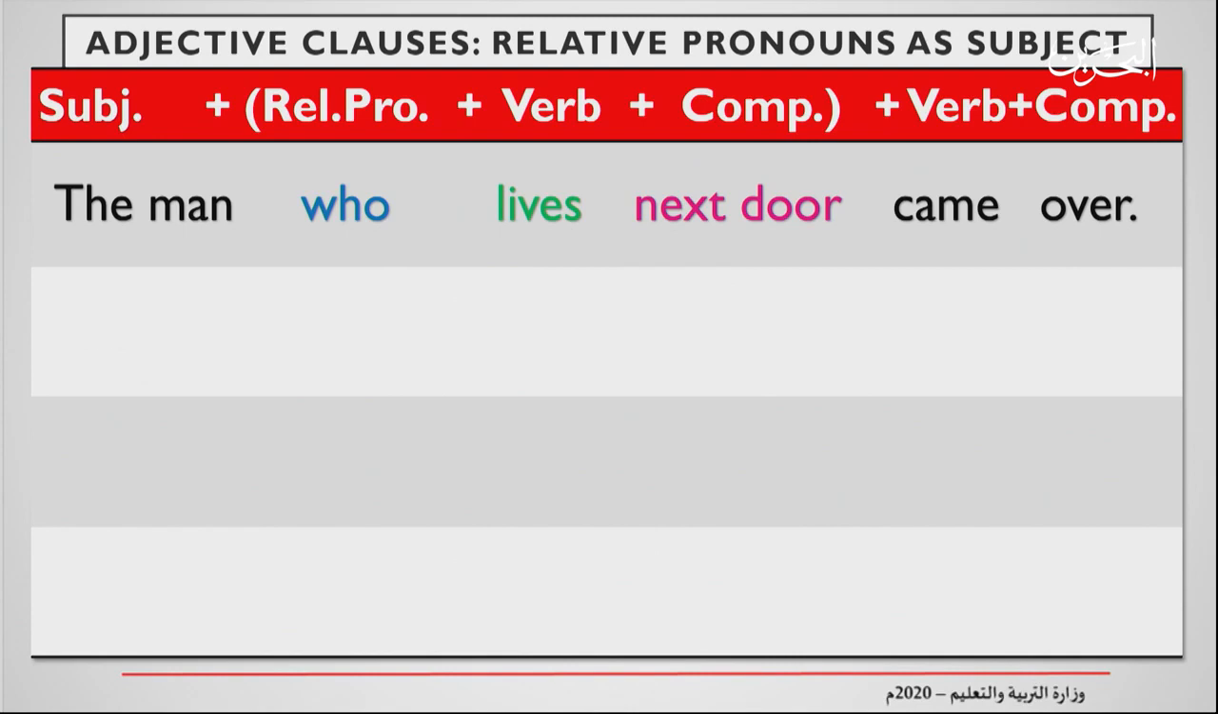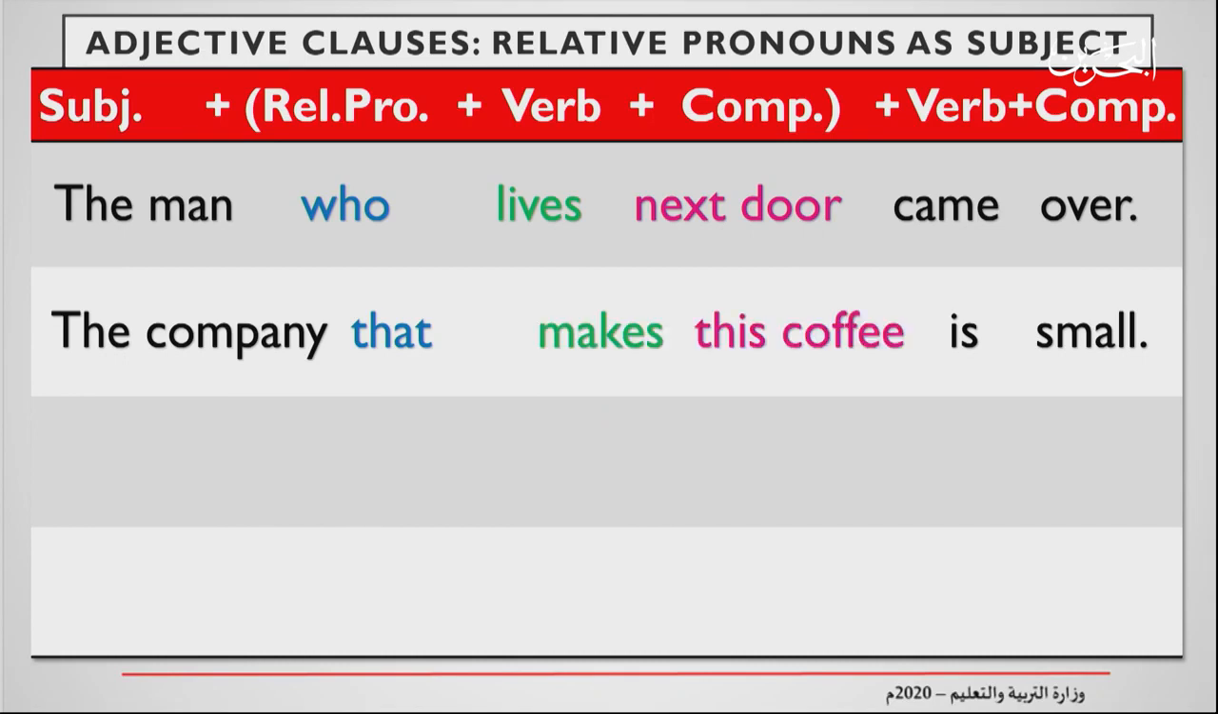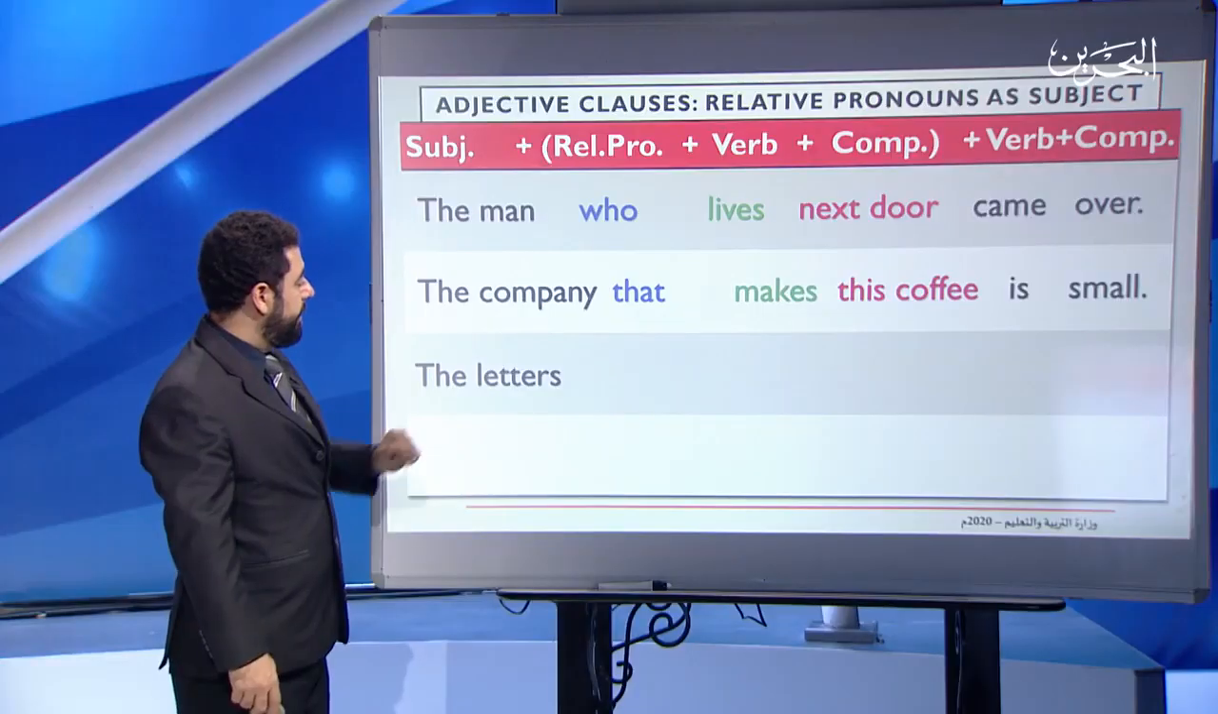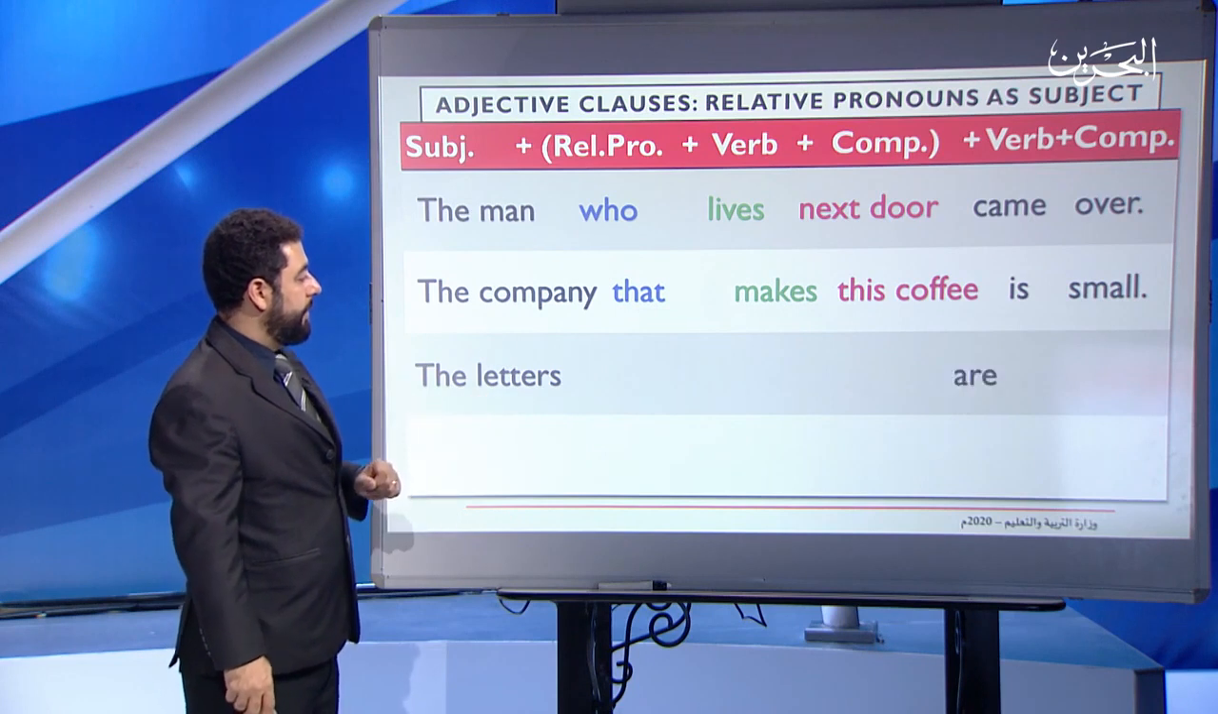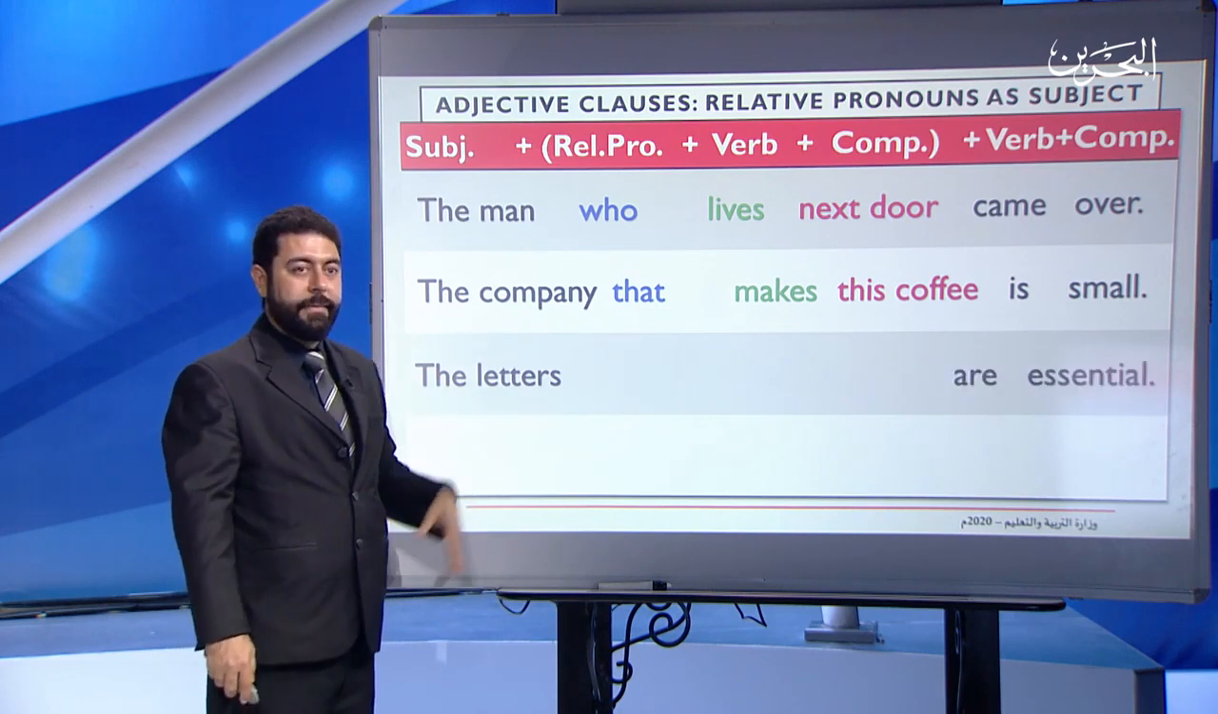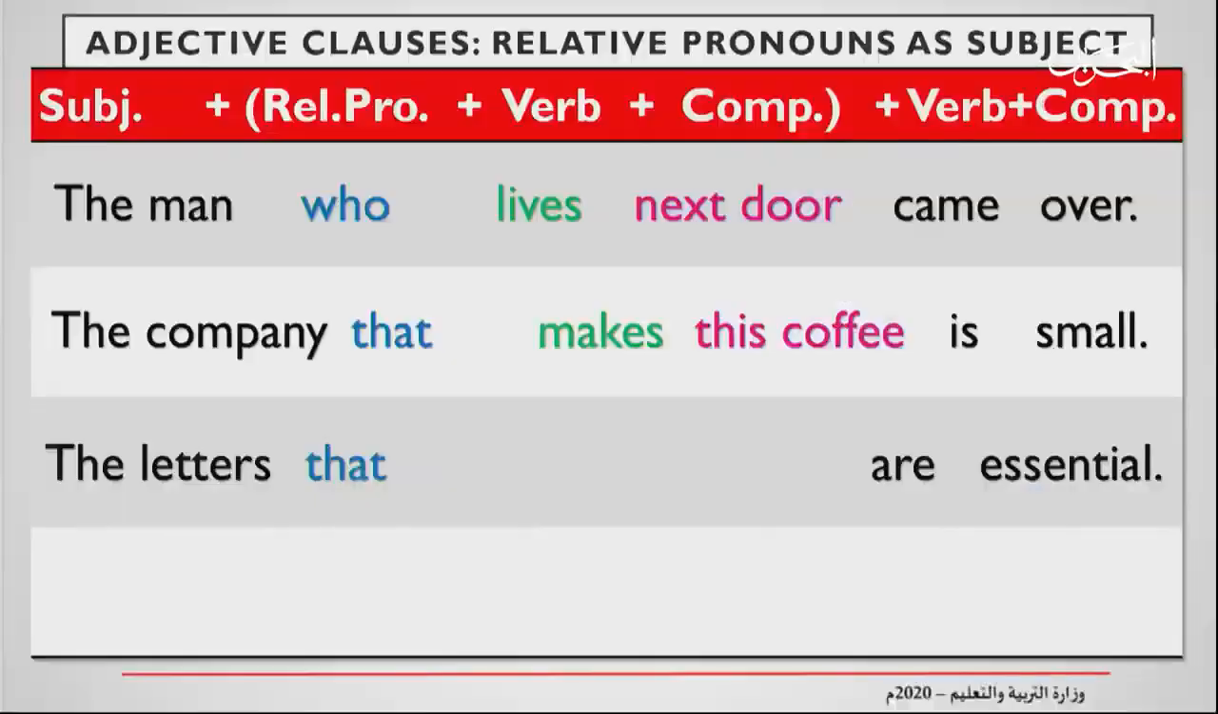Let's check with a different example. The company, as a subject, is small. All right? Let's introduce a relative clause. I say, that, you see, refers to things, makes this coffee. The company that makes this coffee is small. All right, let's change to the letters, which is in plural. The letters are essential. Add a relative clause. I say that were delivered here. The letters that were delivered here are essential.